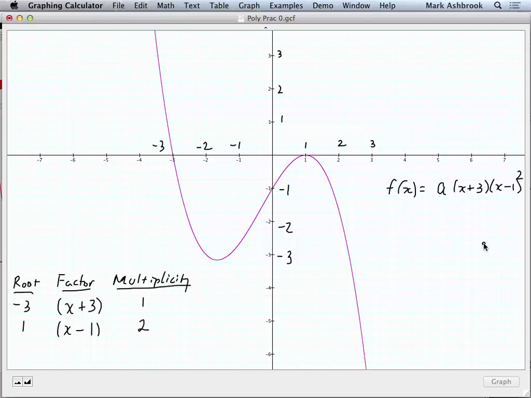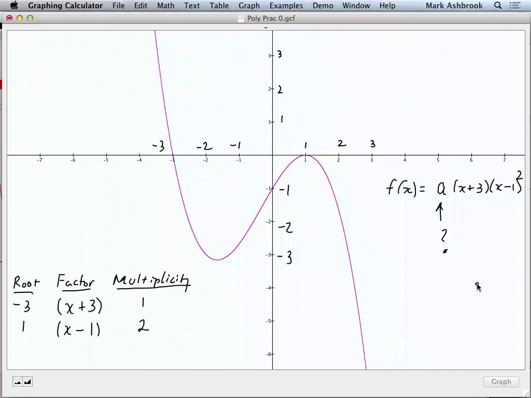Does that make sense? So it could be negative 2 times these two things. It could be 8 times these. It could be 100 times those. And it still has the right multiplicities and factors. It has the right root behavior and roots. So how do we figure out which one we want? How do we find that a value?